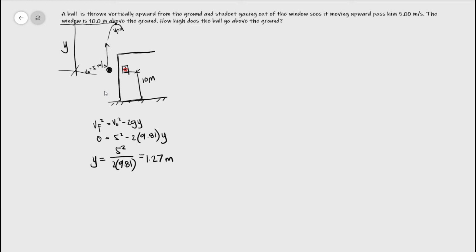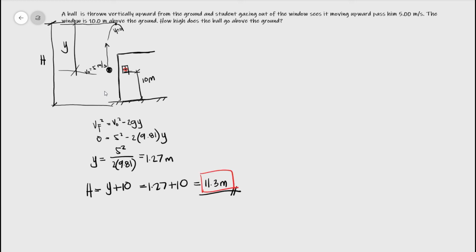Let's say here the height from the ground is h, where h is y plus 10, or 1.27 plus 10, which is equal to 11.27, or let's say 11.3 meters. Okay, this is the total height traveled by the ball from the ground.